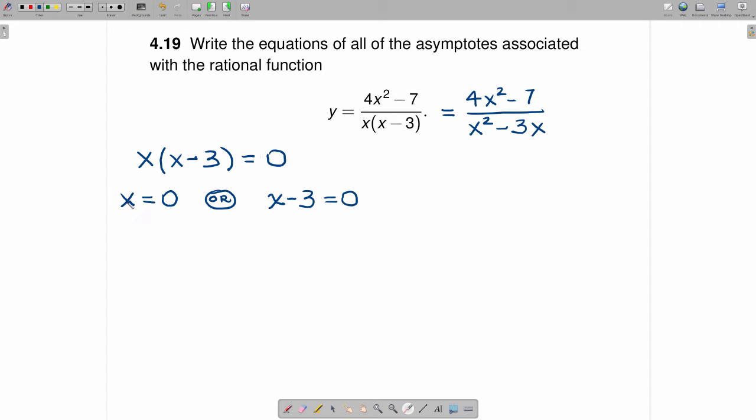Now, this first equation is already solved for x. To solve this equation for x, we add 3 to both sides of the equation. When you add 3 to the left-hand side of the equation, you get x. When you add 3 to the right-hand side of the equation, you get 3. So at x equals 0 and x equals 3, you have vertical asymptotes.